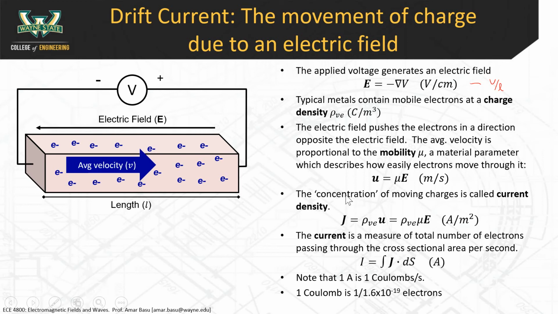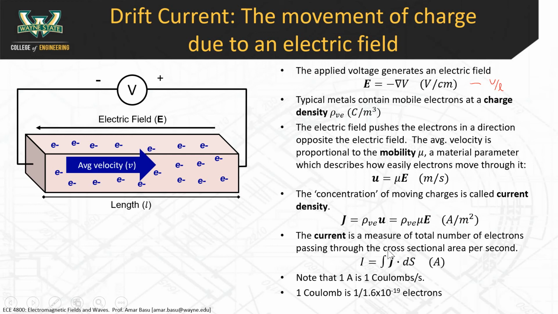The concentration of moving charges is called current density. When these charges are moving, you can calculate the current density by looking at the charge density, rho v, multiplying it by the velocity at which they're moving, mu E. So the formula for current density is actually quite simple: charge density times mobility times the electric field. Okay, so this connects to the concept that we talked about on the previous slide. How do you actually find the current density? Amps per meter squared is the unit for current density in the MKS system.